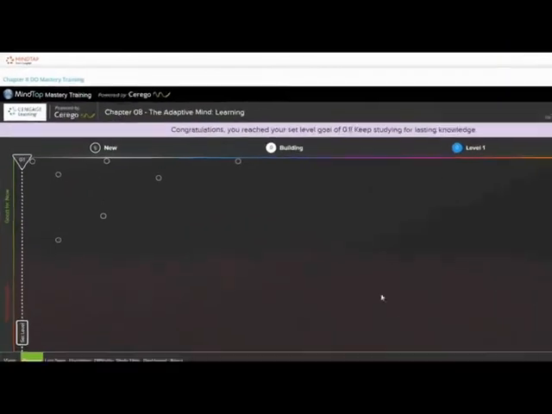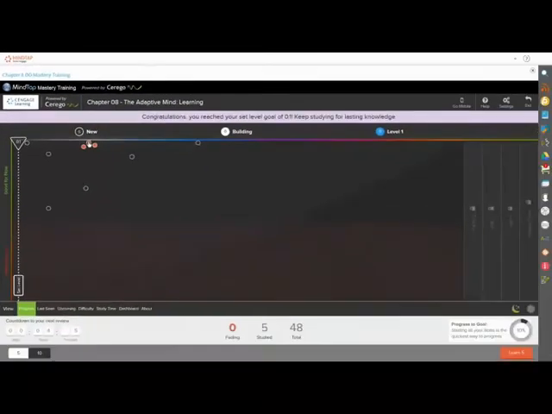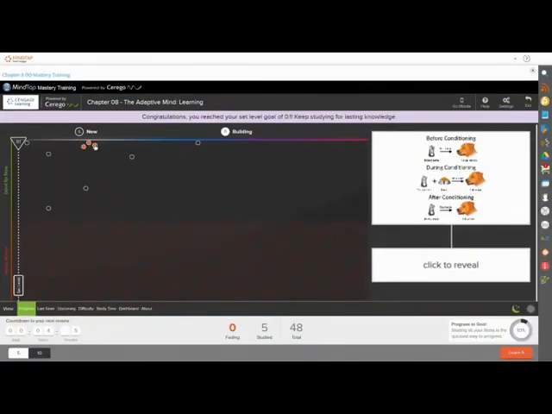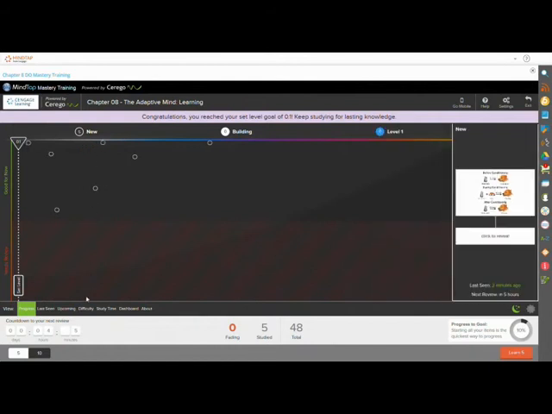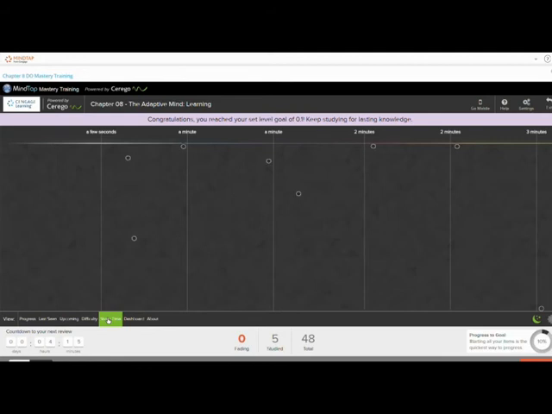The dots on the screen represent the topics you just studied in the chapter. So if you hover over these dots, you can see what they are. You can also click on the items in the viewing menu to discover other information about your memory profile, such as which topics are most easy or hard for you to remember, or how long you have been studying each item.